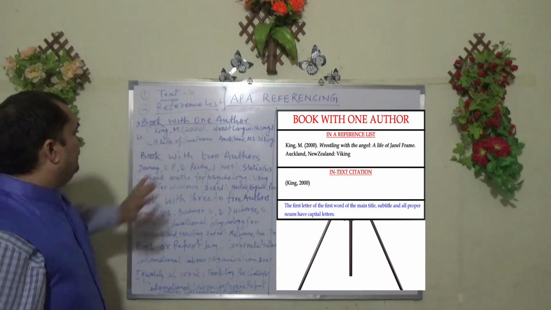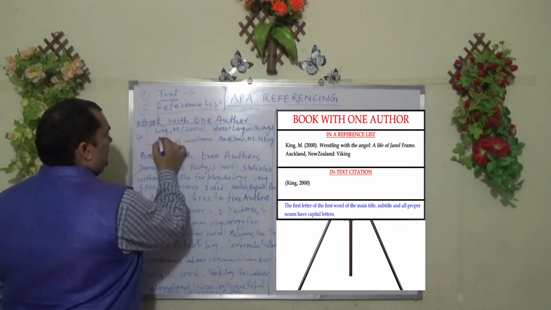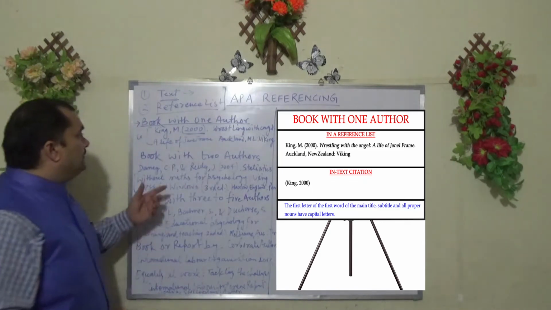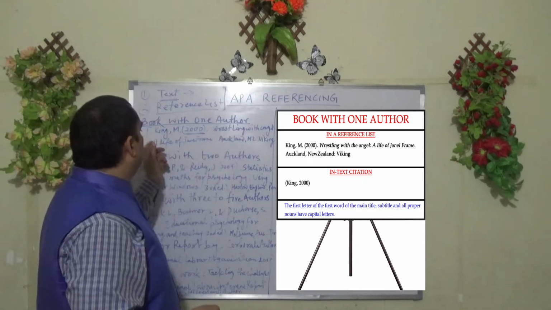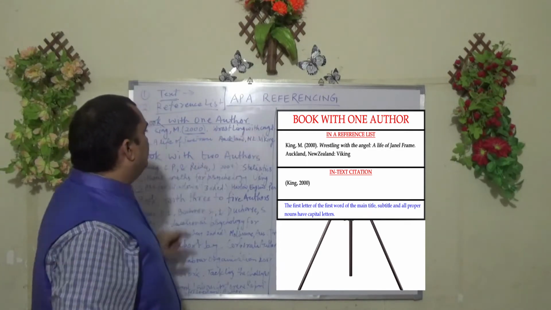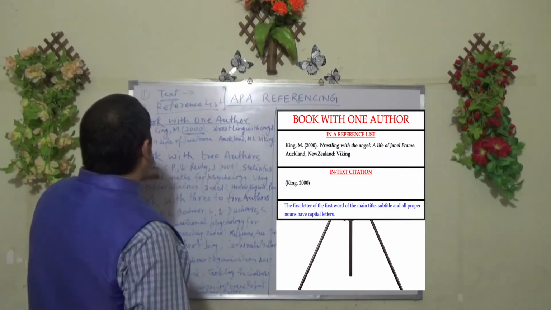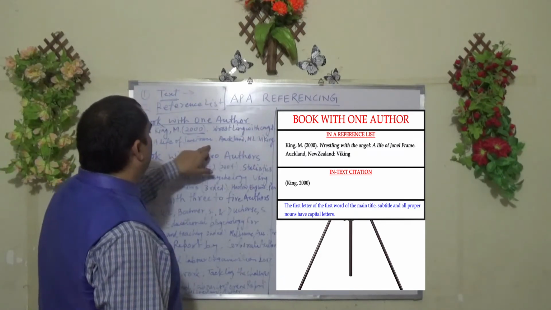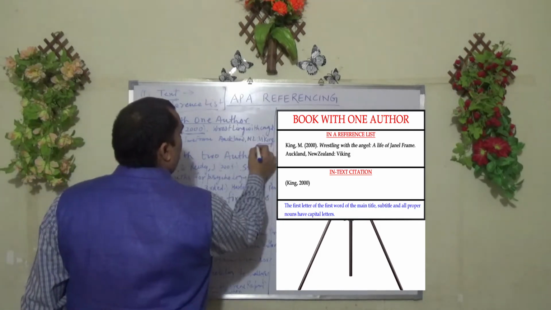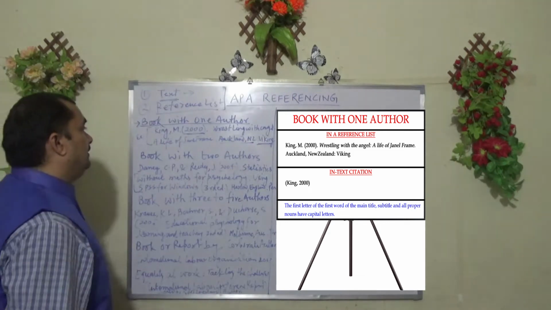Suppose this is the case of one author, whose name is King, and he published the document in 2000. The title of the book is Wrestling with Angels, a Life of Janet Frame, which was published by Viking in New Zealand. The city name is Auckland.